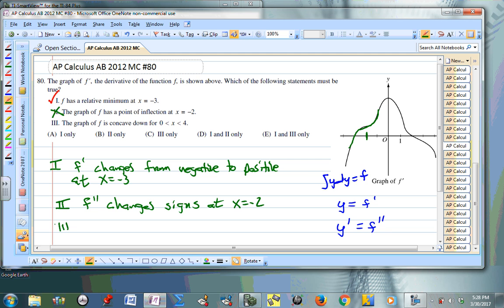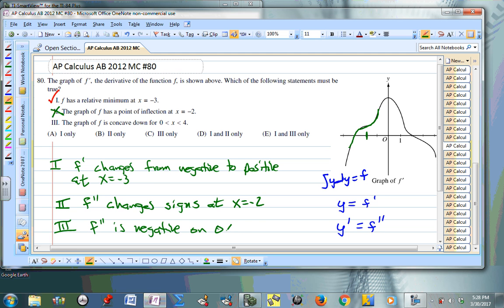Now statement 3. They say the graph of f is concave down on the interval from 0 to 4. So think about what that means. If the graph of f is concave down, that means f prime prime is negative on 0 to 4. What does that mean? Well, f prime prime is negative if y prime is negative. So take a look at the graph. From 0 to 4, the slope of y is negative, which means in this case f prime prime is negative.